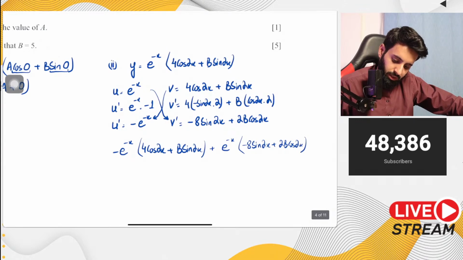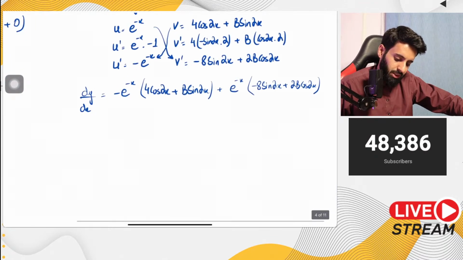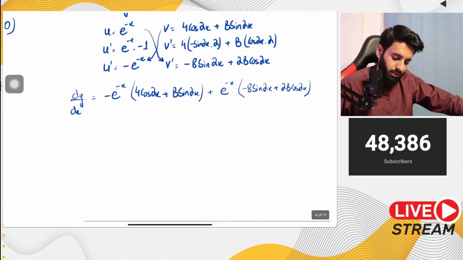Okay, so this is what dy by dx is equal to. Now there's no need to get too worried. Everything will just cancel out. Not everything, but most of the stuff will cancel out.